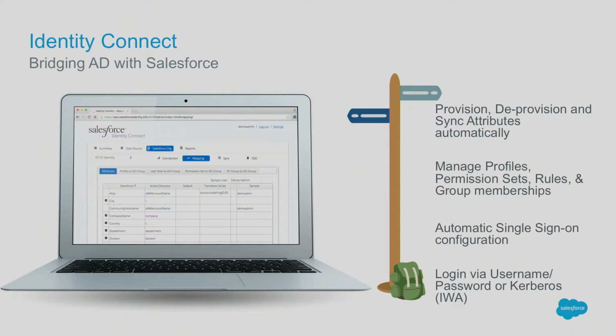We also automatically set up single sign-on for your users. So when you go to the single sign-on tab, you click a single button, and we will push the configurations out to Salesforce because we have a connection over our APIs. And if your users don't like using a username and password, we can automatically log them in using Kerberos, or Integrated Windows Authentication.